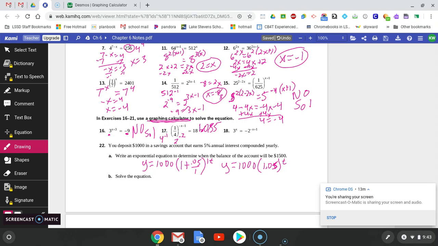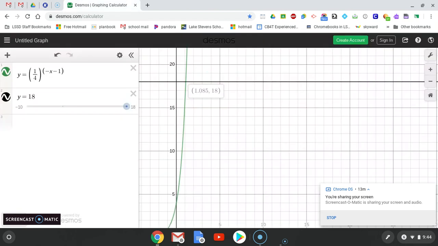Okay. So it says write an exponential equation now to determine when the balance of the account will be 1,500. So it's wanting me to replace y with 1,500. So I have 1,500 is equal to 1,000 times the 1.05 to the t power. I need to know t. I want to know the time. So I'm going to go to my Desmos and I'm going to type it in.